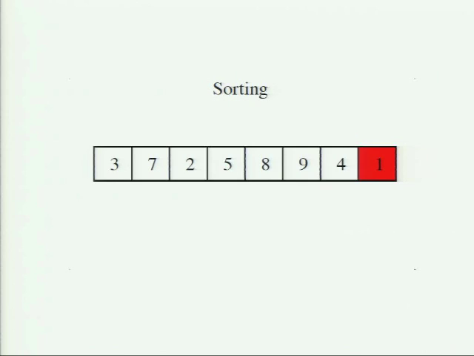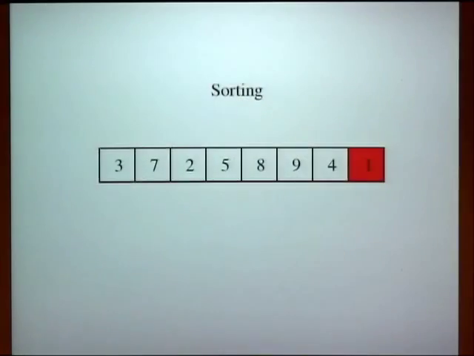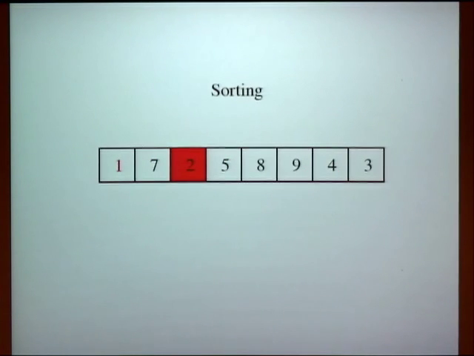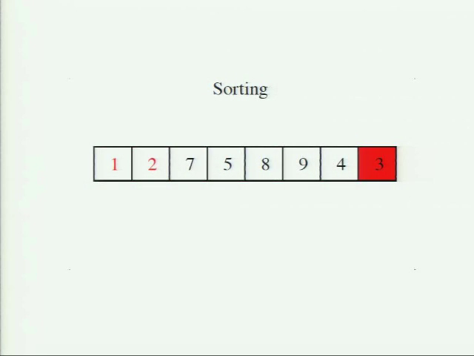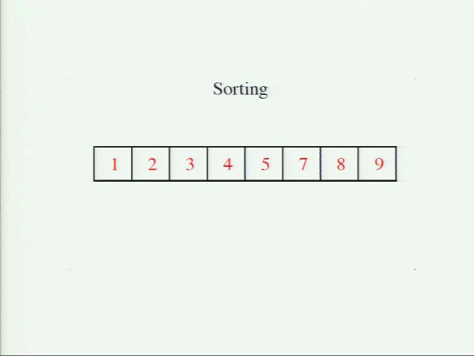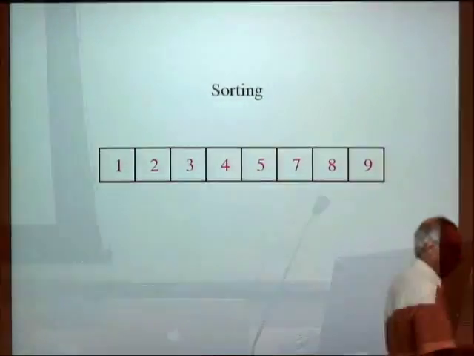So let me just give a little animation. So here is the initial one. And we figure out that one is the minimum of all these sets. So we exchange one and three. And then two is the minimum of this one, of the black ones. Then we exchange seven and two, and then three is the minimum of seven to there, etc. So we move, and this is it. Okay. So we see that we have one loop, which corresponds to k increasing from one to n, and we have something else which is determining the minimum of the black part.